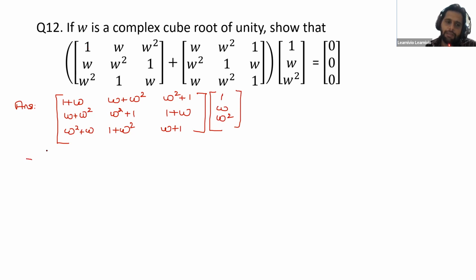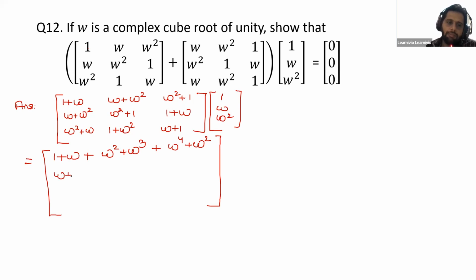This is 1, omega and omega square. So you just need to multiply this. First row, first column: 1 plus omega, plus omega into this, omega square plus omega cube. And this will give you omega to the power 4 plus omega square. Similarly, multiply this: omega plus omega square. Or we have one more method here. Just a minute.